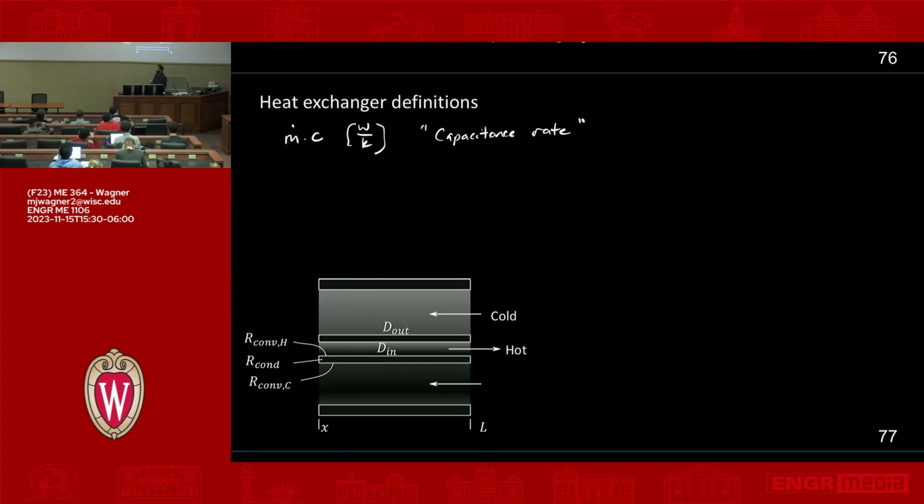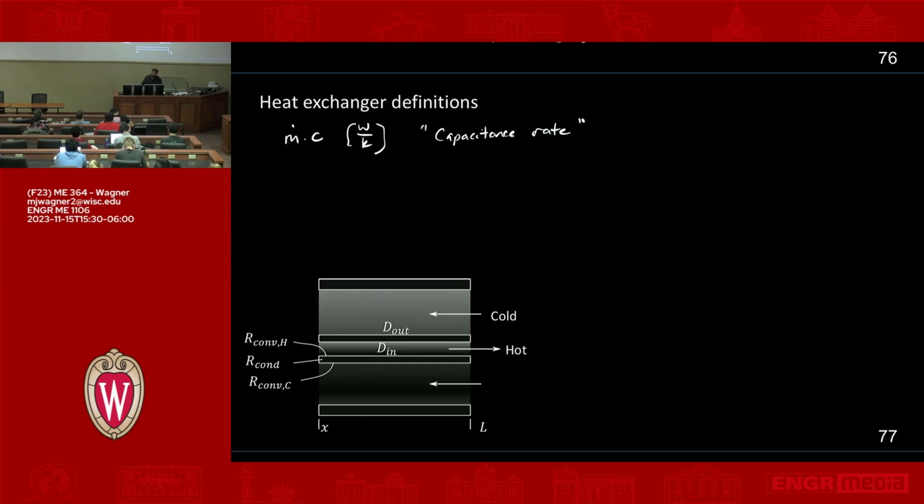Capacitance rate. What it is, it's the product of the mass flow times the specific heat. So it's basically a measure of how much energy a particular fluid can take with it. Right? It's the capacitance rate of the fluid. All right, so that's one definition.